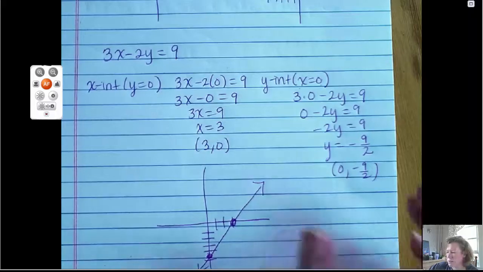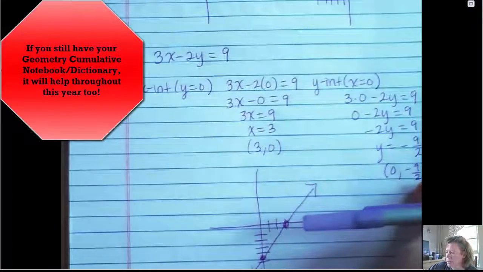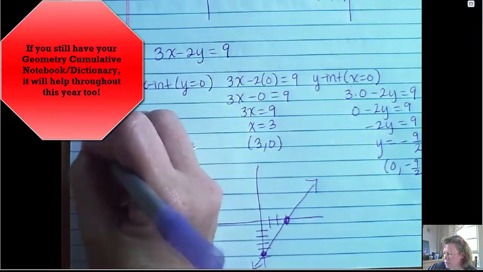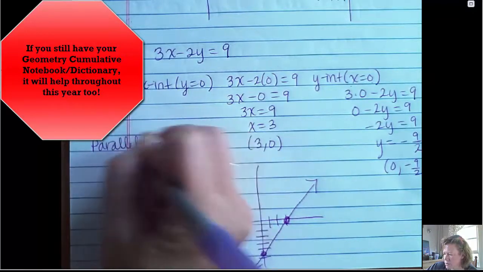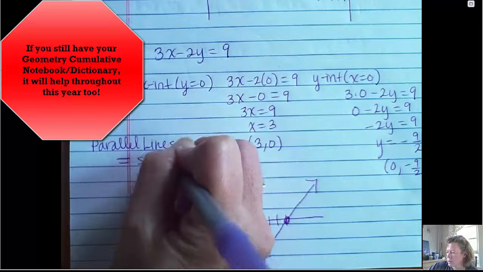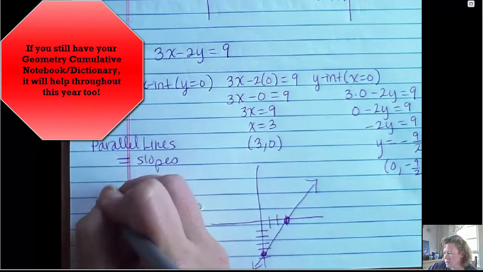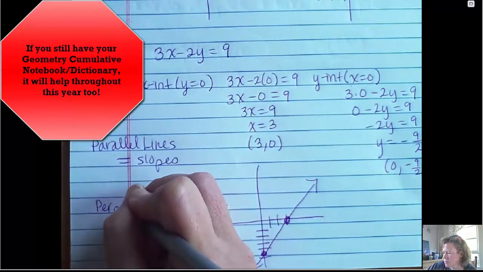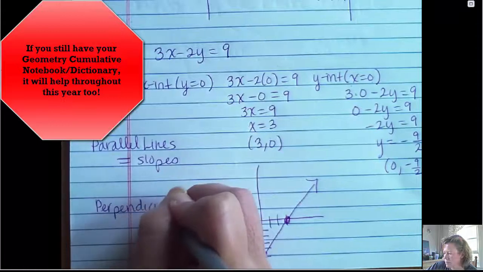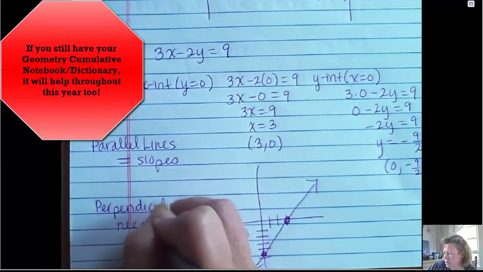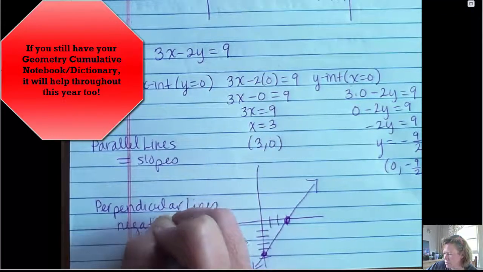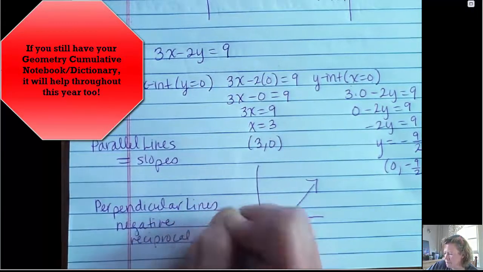The only other thing I need to remind you of for the video from geometry is that parallel lines have equal slopes, and perpendicular lines have negative reciprocal slopes.